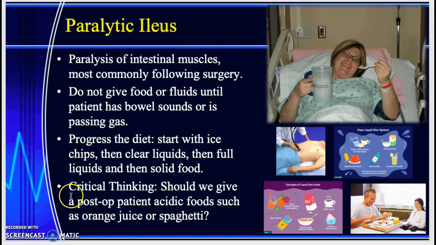Now, critical thinking down there, the question says, should we give a post-op patient acidic food such as orange juice or spaghetti? And the obvious answer there is no, often because the stomach is empty, and if we give them something that's highly acidic, they're going to vomit it right back up. And so we want to usually start with more mild foods after surgery, and then we'll progress to stuff like spaghetti and orange juice later.